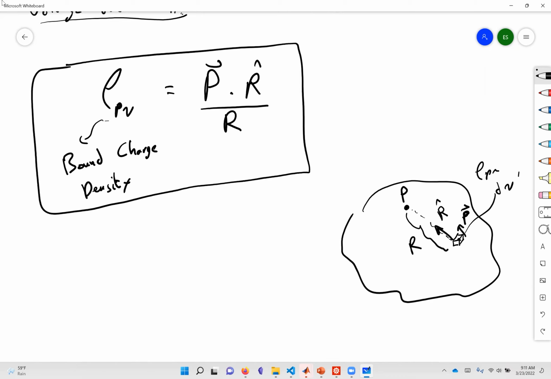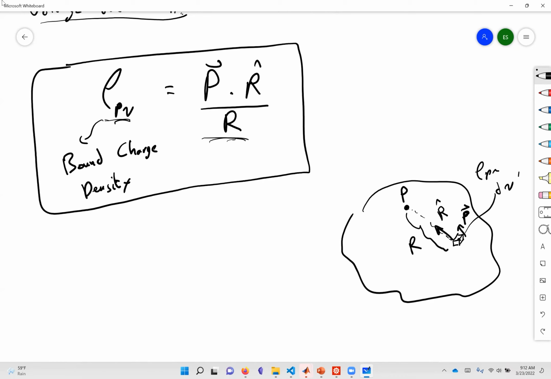So you take P, you dot it with R hat, right? And you divide it over R. This gives you the charge density. It's an interesting result in the sense that the point P does not matter, right? Where it is. But still, this is not a very intuitive result, right?